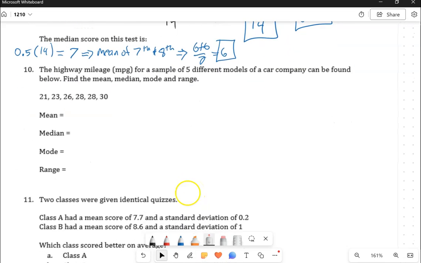Number 10. Highway mileage for a sample of 5 different models of a car company can be found below. 1, 2, 3, 4, 5, 6. There are 6 values. On this one, I don't know if there's a standard deviation question on here. It has been requested in the chat to do one, so I will do a standard deviation of this if there isn't one. So I might come back to this question. But for mean, median, mode, range, it's pretty straightforward.